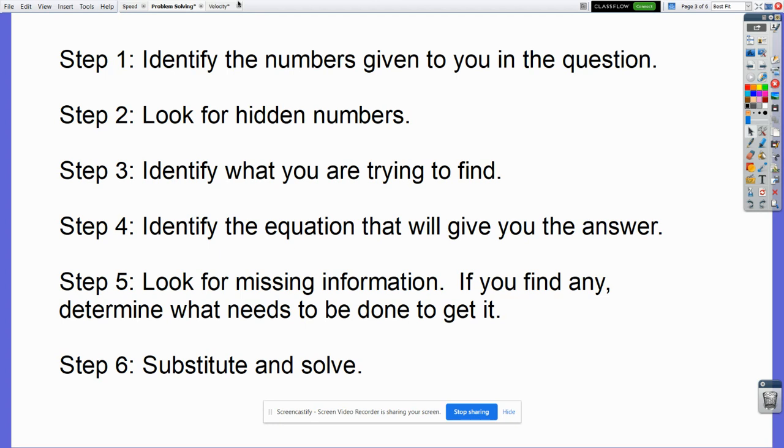Next thing I do is think about what I'm trying to find. What's my unknown? I mean, there's no sense in trying to solve a problem if you don't know what you're trying to find. So I always write that down. I always list what my unknown is, what I'm looking for.